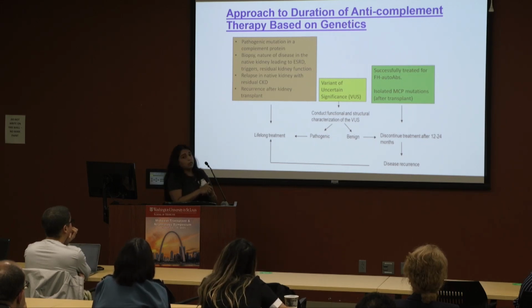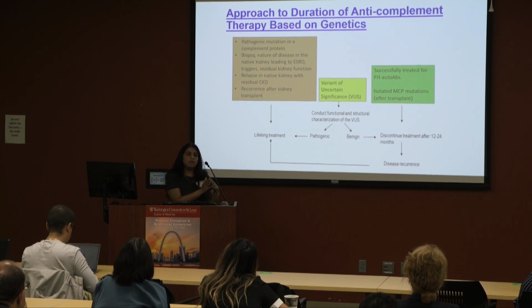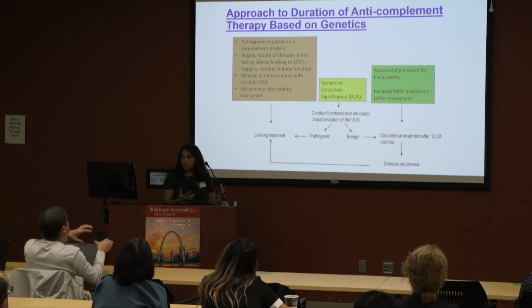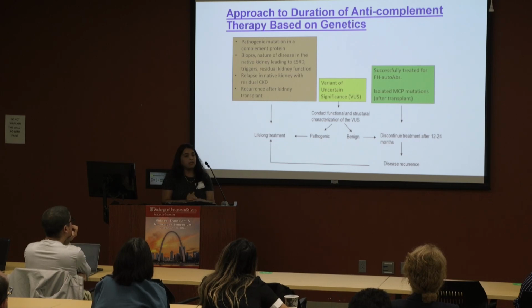And this group includes those who have a pathogenic mutation in a complement protein, patients who have a biopsy-proven TMA, and even if they did not have a genetic mutation, if the nature of the disease in their native kidney was aggressive and there were not many triggers identified, those patients may need longer therapy than if they've had recurrent relapses in their native kidney, and of course if they've recurred in a prior transplant.